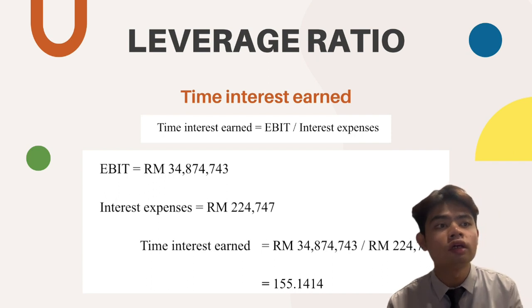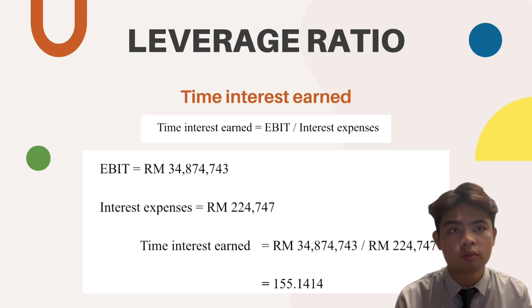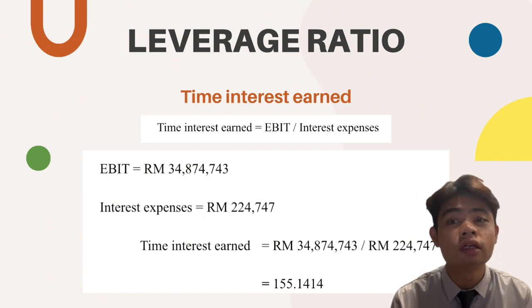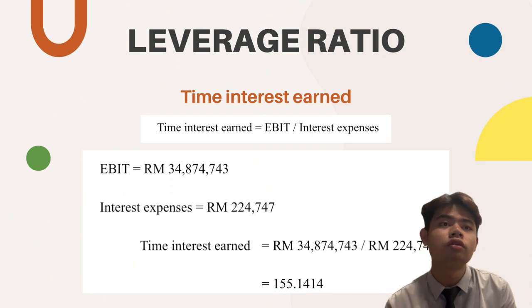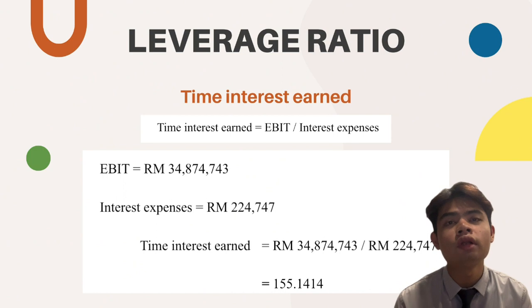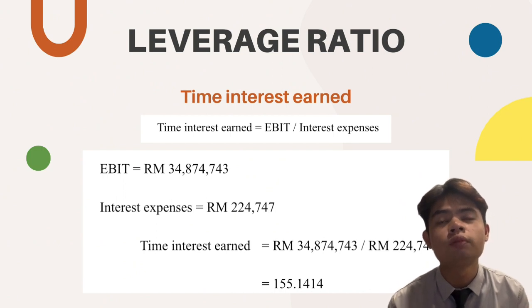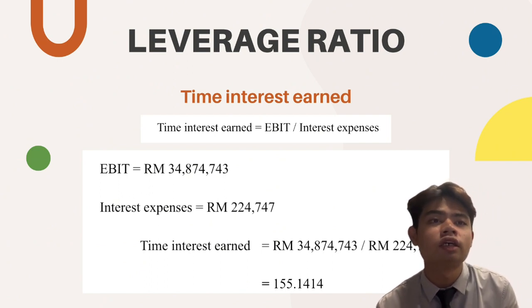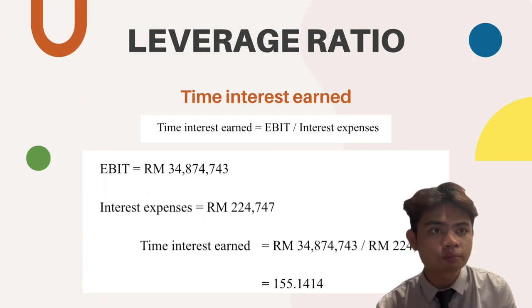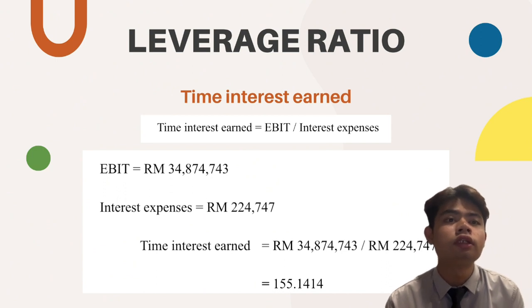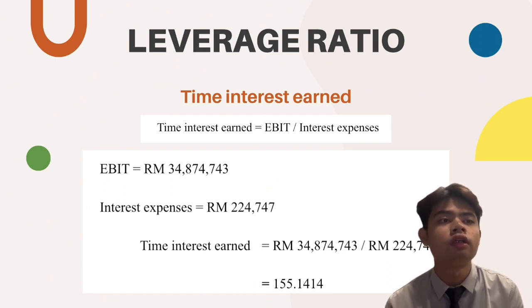EBIT is earnings before interest and tax. Based on the financials, we need to find the EBIT. Actually, I cannot find the EBIT in the financial report, but I find similar words, different words but bringing a similar meaning to EBIT. And then we need to find interest expenses. So EBIT needs to be divided by interest expenses.